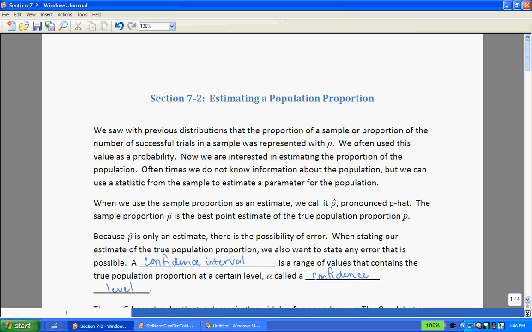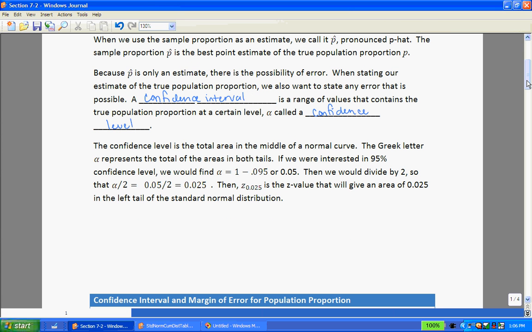Alpha is the level of confidence. So either we are 90% confident, or 95% confident, or 99% confident, or maybe only 80% confident. So that's what we'll be looking at in this section. Now the confidence level is the total area in the middle of a normal curve. So if you remember what your normal curve looks like, what we're saying is the confidence level is here in the middle, which is considered 1 minus alpha percent.